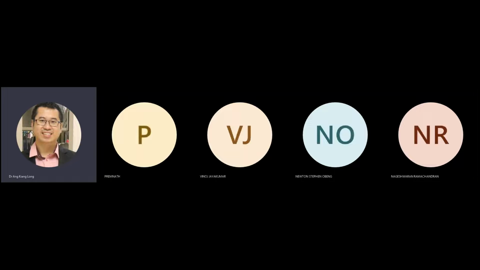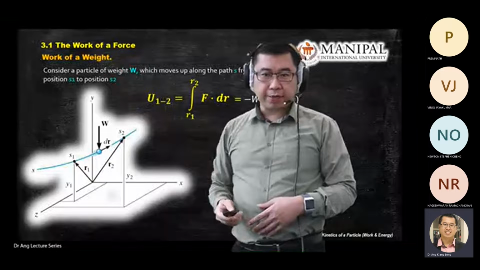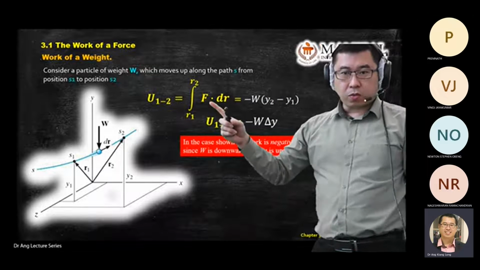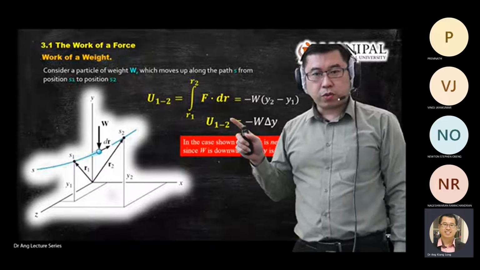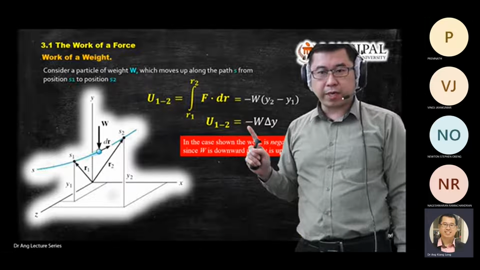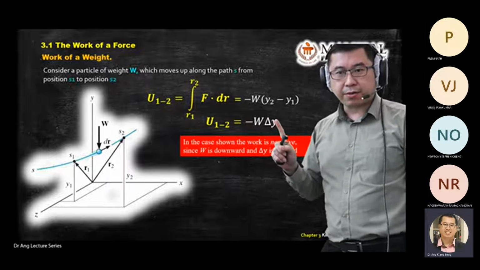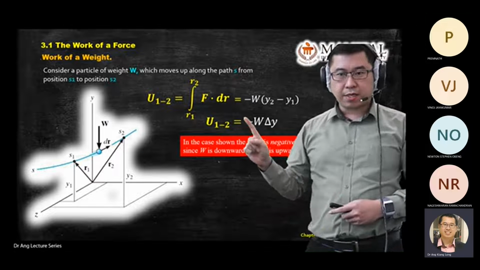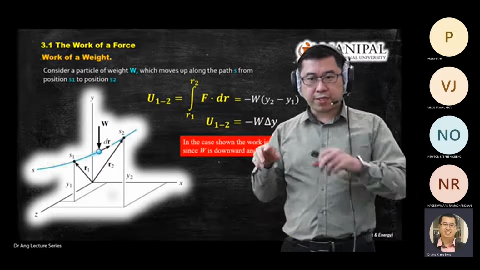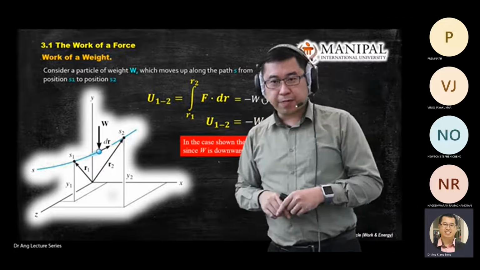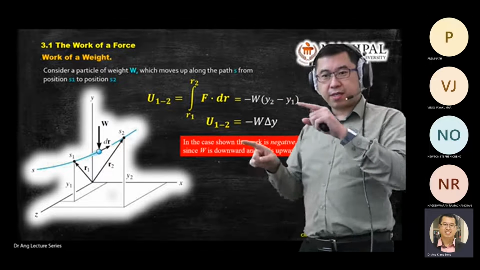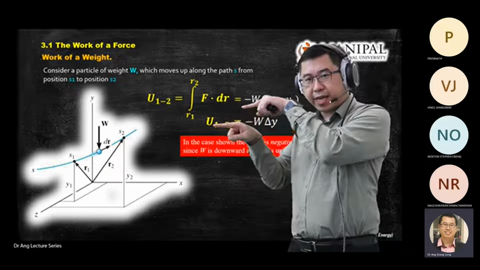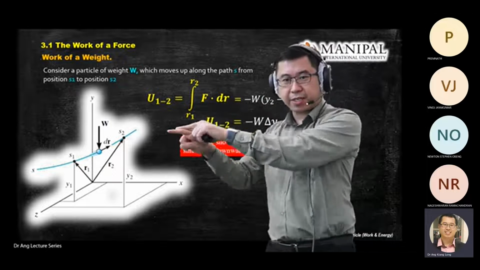We stop at the work done by the weight given by this formula. Work, we use capital U to represent work. Work equal to negative W delta Y. Right? Work equal to force and displacement. Work is done when the force and the displacement are in the same direction.